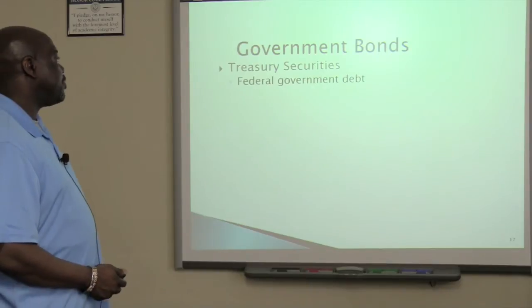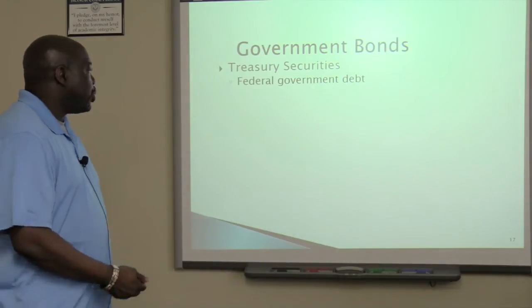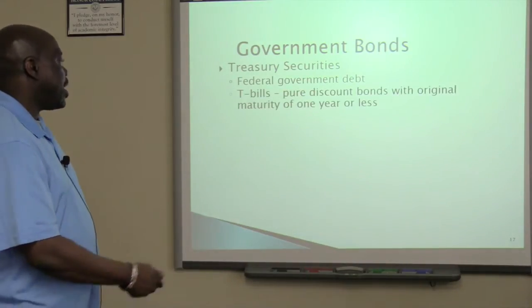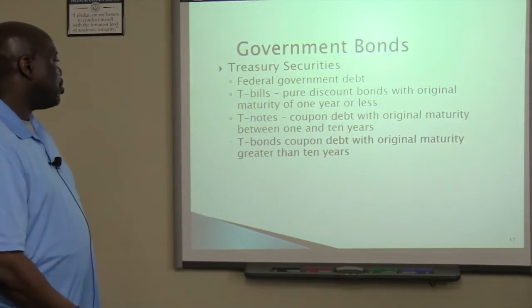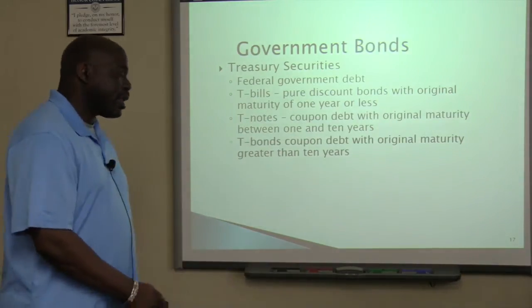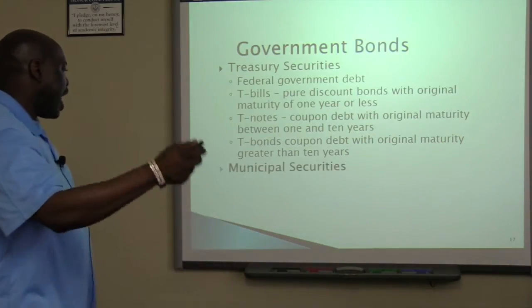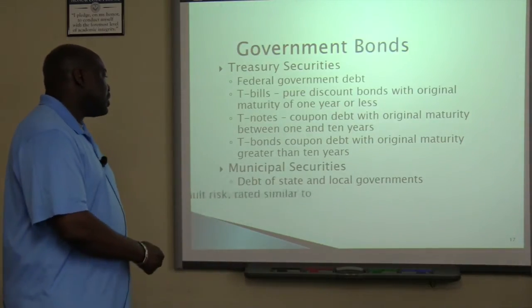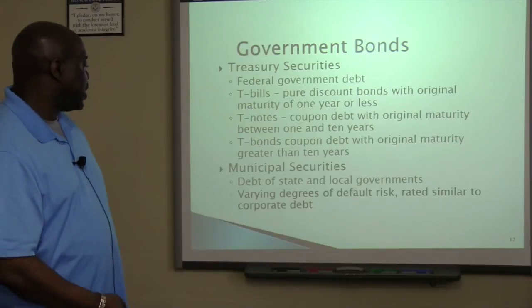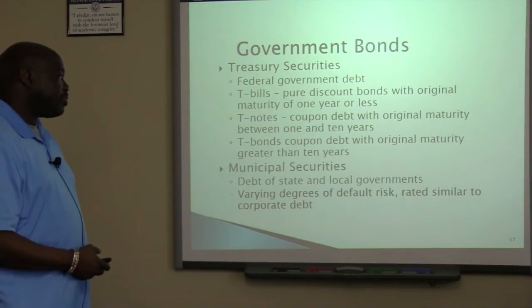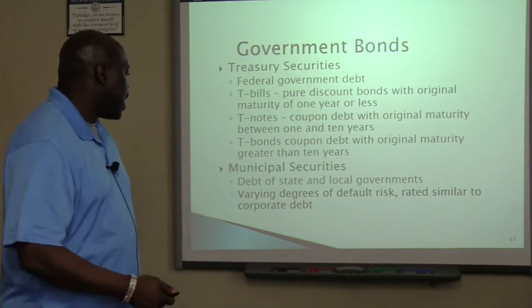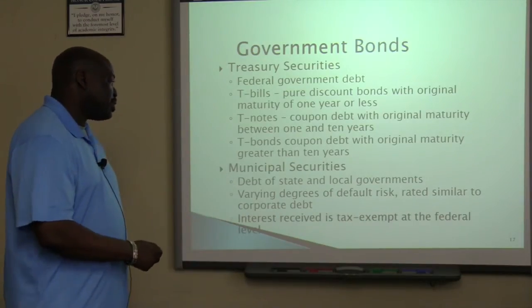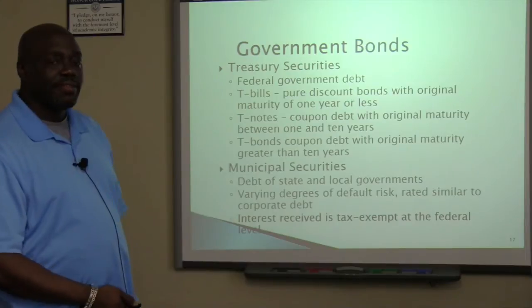Government bonds: you have Treasury securities, which are federal government debt. You have T-bills, T-notes, and T-bonds, coupon debts with an original maturity greater than 10 years. Then you have municipal securities. This is the debt of state and local governments, bearing degrees of default risk, rated similar to corporate debt. Interest received is tax deductible at the federal level.